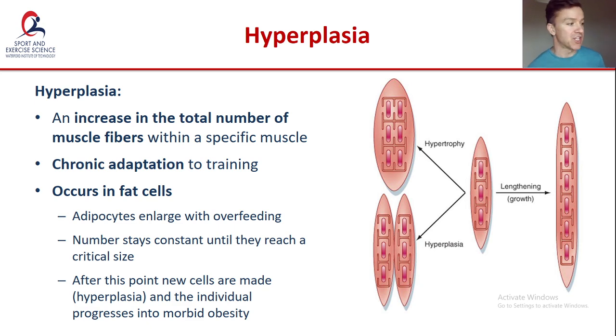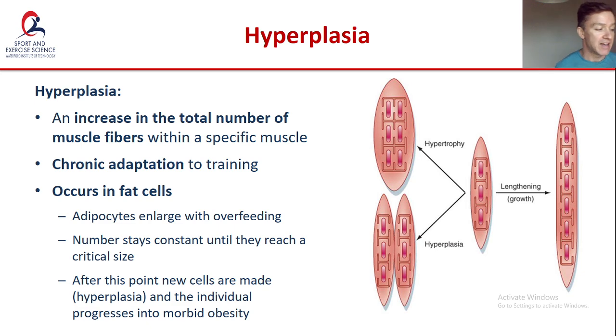We'll start with hyperplasia. Hyperplasia is an increase in the total number of muscle fibers within a specific muscle. If you remember back when we were looking at the structure of muscle, we looked at the muscle, and then the fascicle, which was a bundle of muscle fibers, and then the individual muscle fibers were made up of actin and myosin myofilaments. So hyperplasia is when there is an increase in the total number of muscle fibers within the specific muscle. This is a chronic adaptation to training, and it has been proven to occur in fat cells.